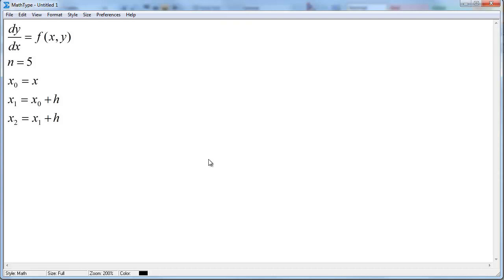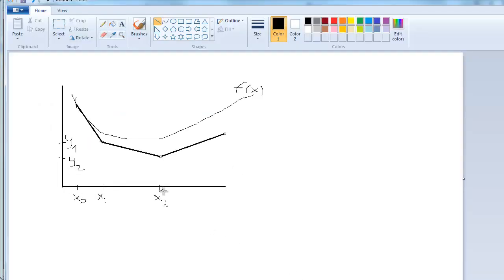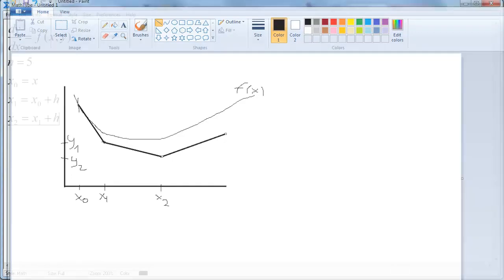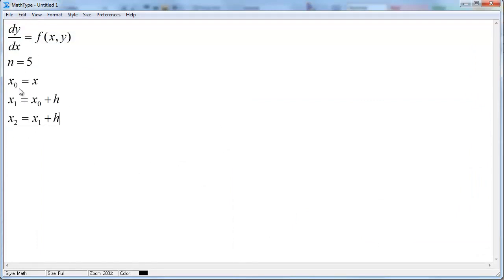This will define our x-axis. It will discretize the x-axis into equally distant points, and between every pair of points there is a distance of h. When we have this set up, we approximate the solution of the ordinary differential equation in the following way.